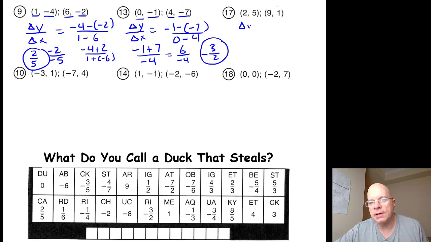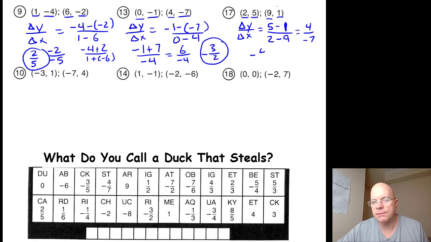17, delta y over delta x. 5 minus positive 1 over 2 minus positive 9. That's 4 over negative 7, also known as negative 4/7.